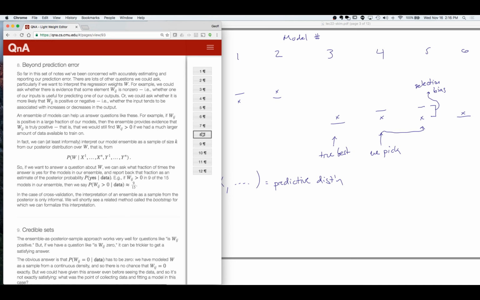But what I do mean by truly positive is that if you generated a much larger training set and trained your model on that, you would find that Wij is positive in that much more accurate version of your model.